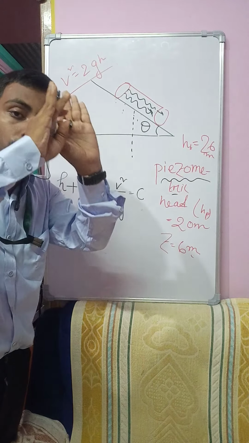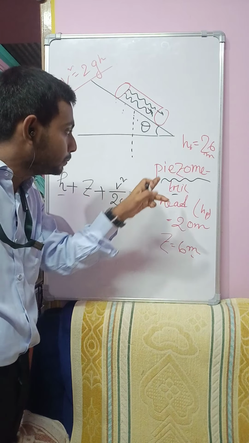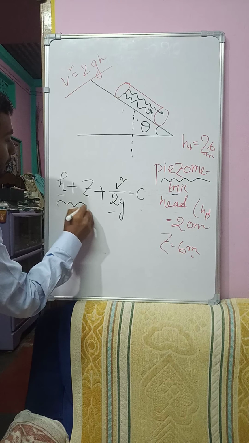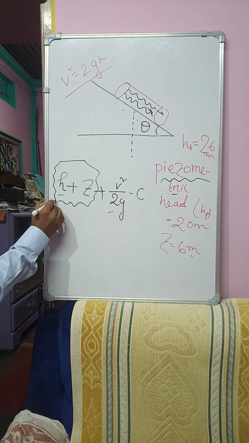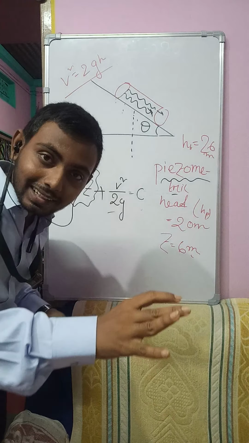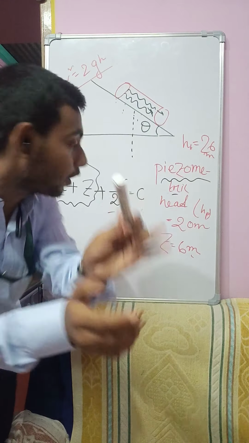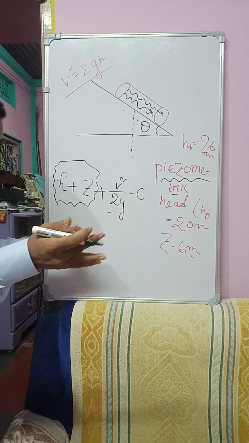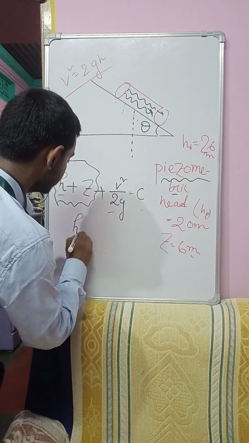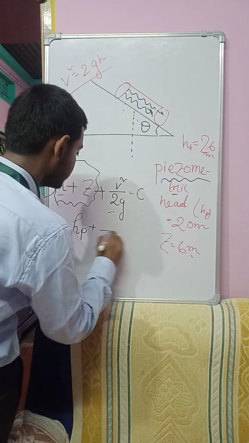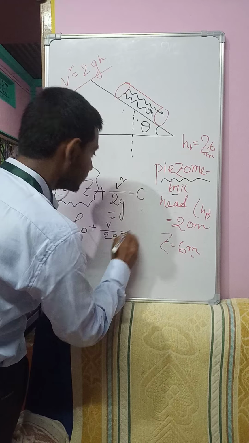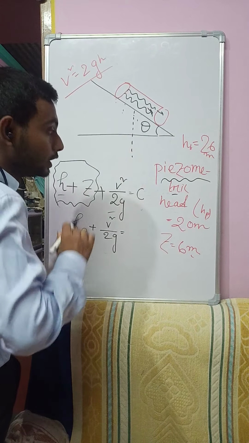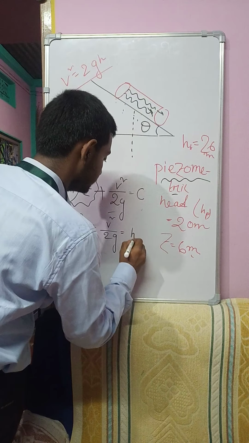Basically, don't worry: piezometric head is nothing but the summation of datum head and pressure head. Let me repeat. Piezometric head is nothing but the summation of datum head and pressure head. So basically H plus Z together I can write as HP, meaning piezometric head, plus V square by 2g equal to constant. What is the significance of this constant? This constant signifies the total head, the total energy, that is HT.